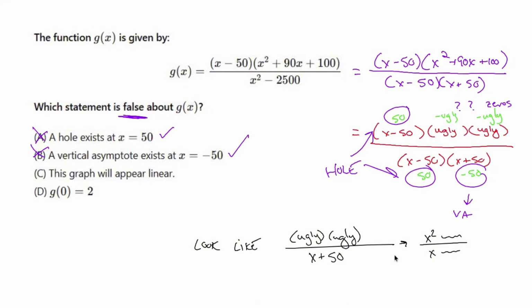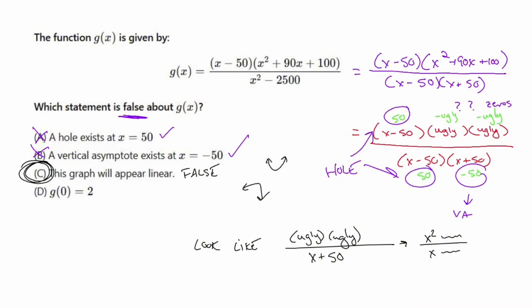That is not linear. That's not going to look linear. And before you get excited and say, but x squared over x, I know that, but nothing here is going to cross out. So this is going to maintain rational behavior. It's going to look like this, it's going to look like that, no matter what you do. Okay, so this will not appear linear, which means this is going to be my false statement. This is the one that I want.